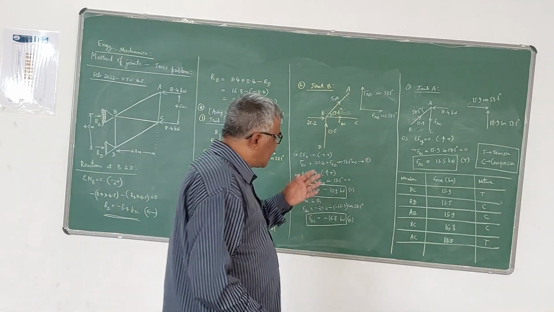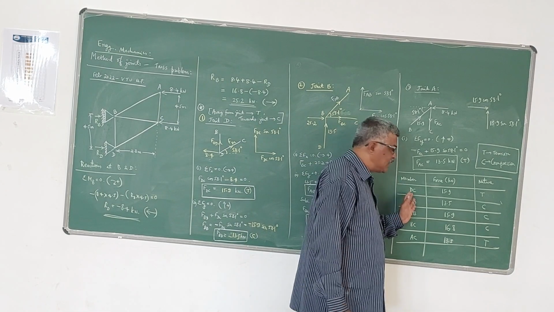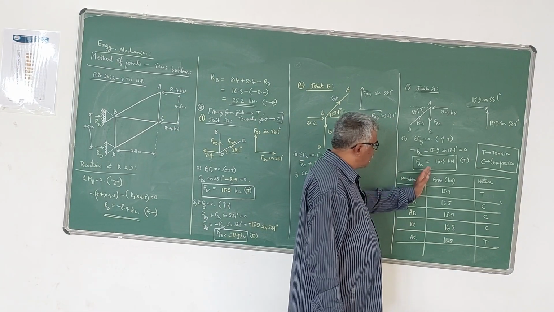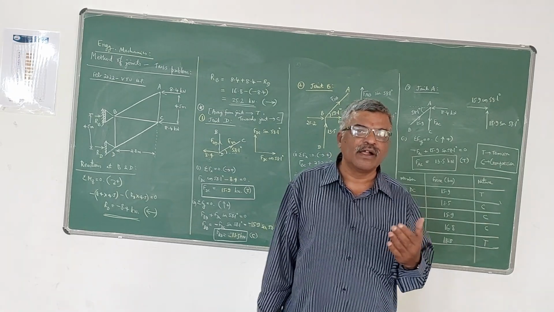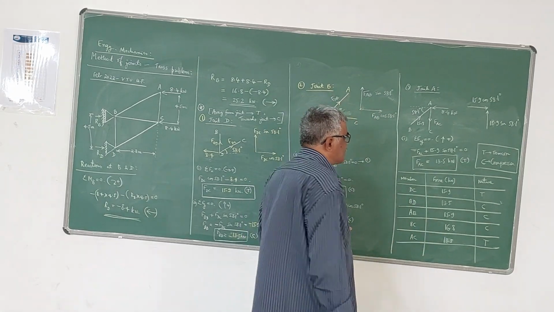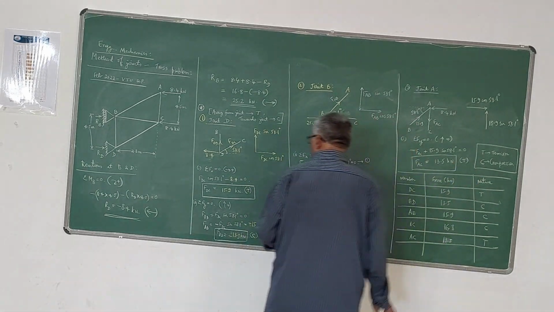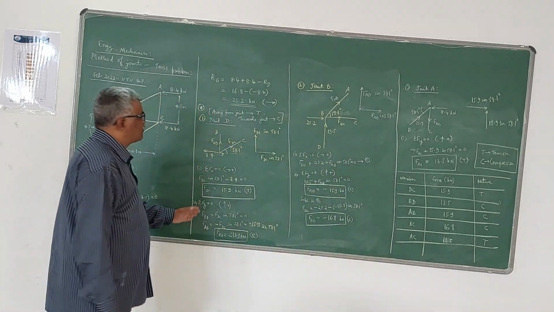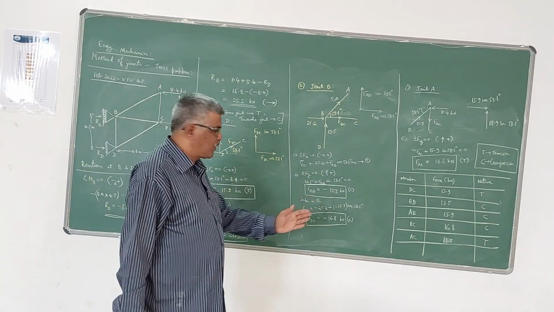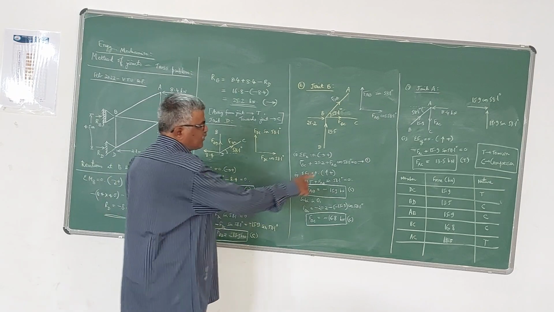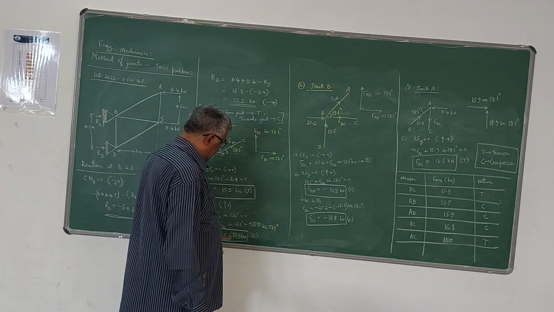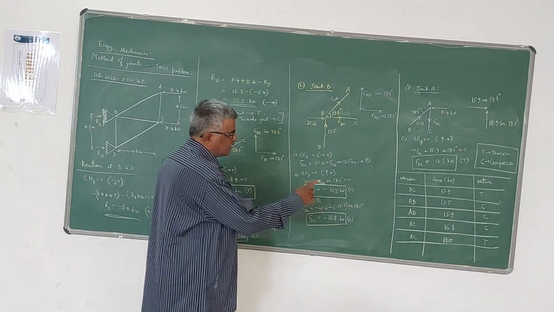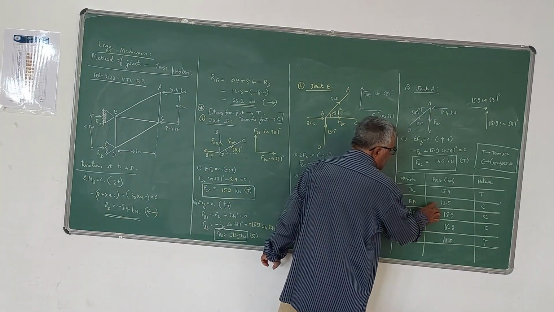Now you can tabulate the result. So they will ask you to tabulate. You write like this: member, force in kilonewton, nature. Nature means either it is tension or compression. So T for tension, C for compression. Now whatever you have found out here, all the forces, we just tabulate them. So DC, you have got 15.9 tension force. Then force in member BD minus 13.5. That means 13.5 magnitude I have written.